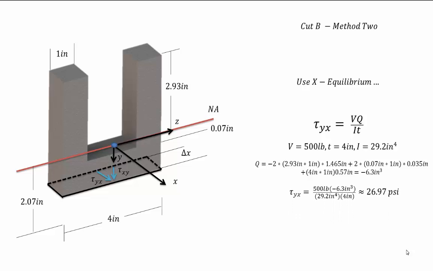Now, when we plug all these numbers into our tau yx equation, we get that tau yx is approximately 26.97 psi. Now, we took that negative and we used the absolute value to figure out what tau yx is, so that it all works out.